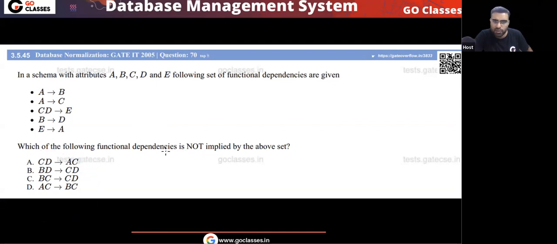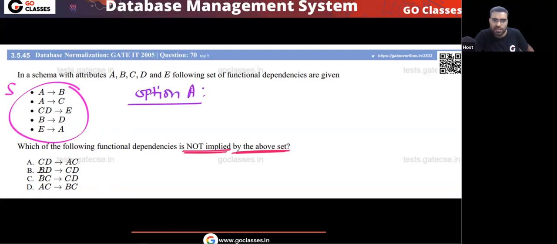These functional dependencies are given to you. The question is asking which of the following functional dependencies is not implied by the above set. Let's call it S. For each option, let's check option A. What we want to find out is whether we can infer this functional dependency from S, from the given set of functional dependencies.